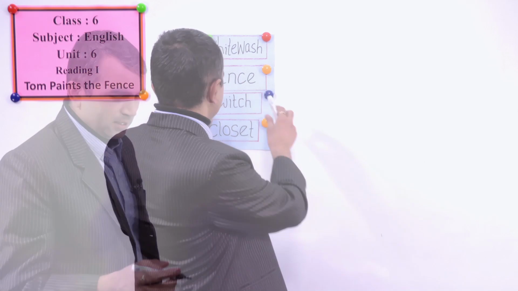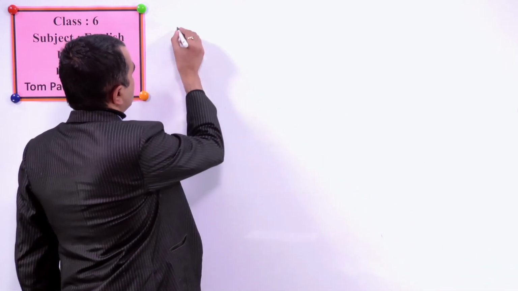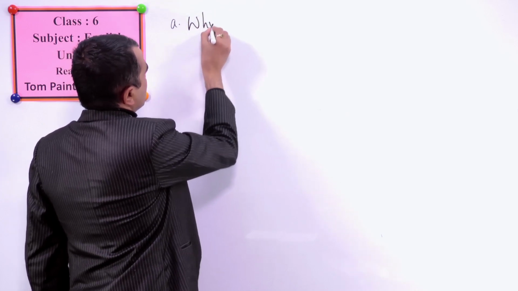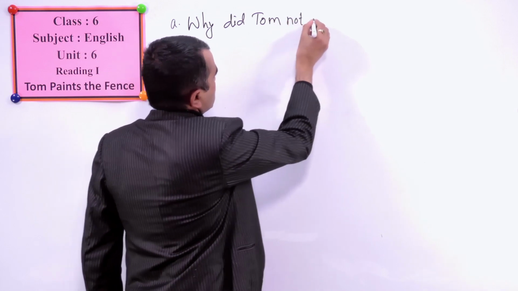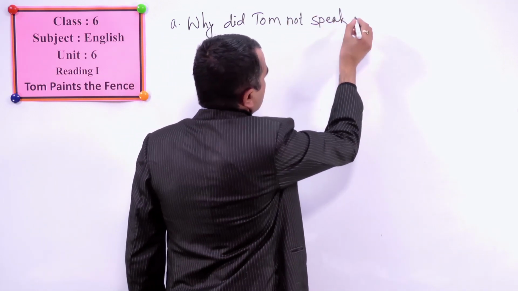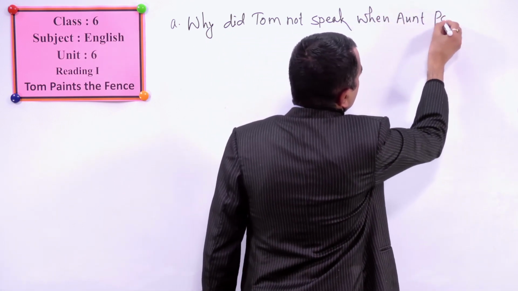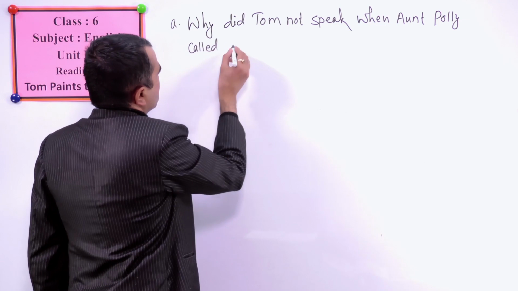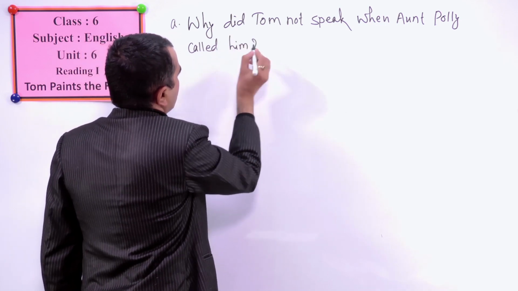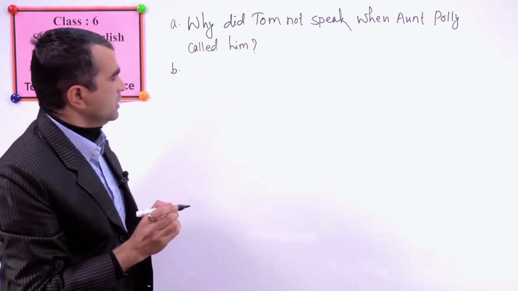Okay. Now I am going to write some questions. During reading, you should answer them. Number 1, first one is, why did Tom not speak when Aunt Polly called him? Okay, why did Tom not speak when Aunt Polly called him?